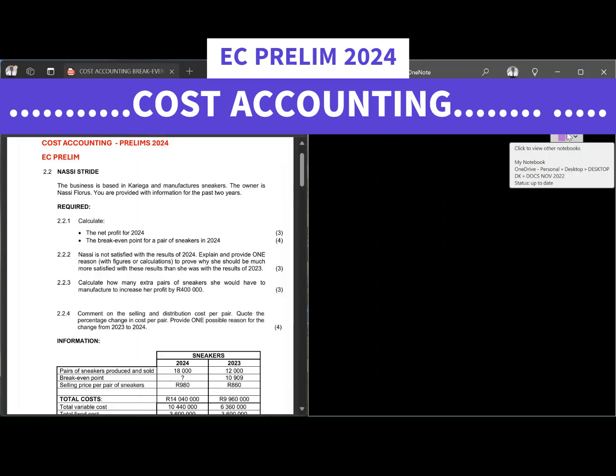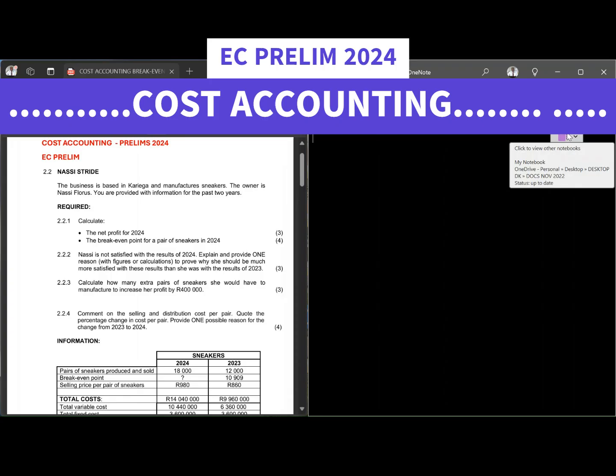So, I have received a couple of requests, and people are asking me, Mr. Simi, can you help us to do some of the questions that are on cost accounting? So, I'm not going to do the entire question or the entire topic per se, but I'm going to address certain questions which were sent to me. So this is an extract from the Eastern Cape prelim paper for the year 2024.